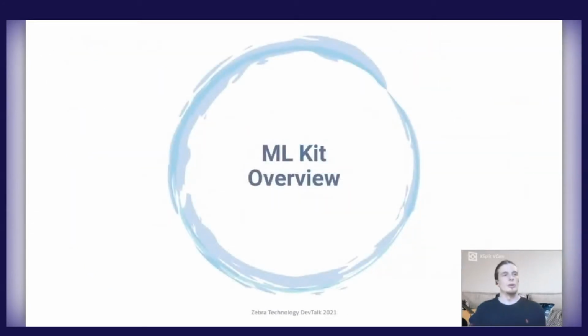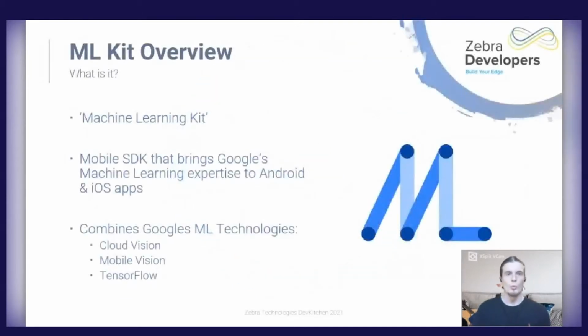So that's OCR as a whole sort of covered off. So now let's talk more specifically about MLKit. So what is MLKit? MLKit stands for Machine Learning Kit. And it's essentially a mobile SDK that brings Google's machine learning expertise to Android and iOS apps. So it's a mobile-centric SDK. It's available on Android and iOS. I'm only going to talk about the Android side of things in today's presentation, but it's also got all of these features available for iOS.